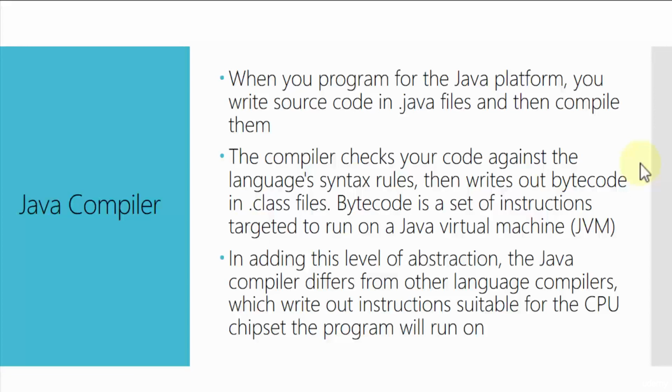This bytecode is a set of instructions targeted to run on the Java virtual machine, also known as the JVM. So in adding this level of abstraction, the Java compiler differs from other language compilers, which write out instructions suitable for the CPU chipset the program will run on. So just a word on the Java compiler, and of course we've been creating Java files and then the .class files.